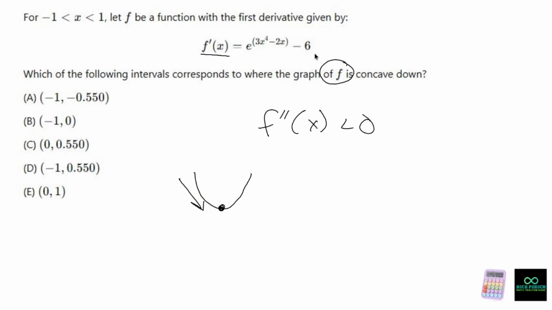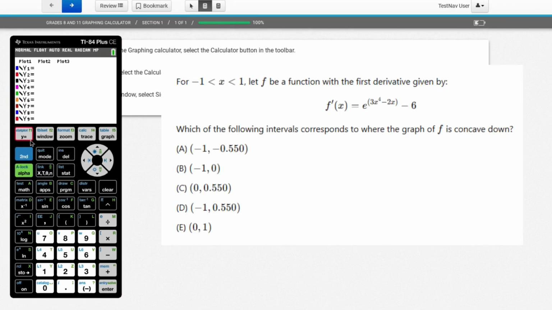So I'm going to run to my calculator, type that in, hopefully get a picture that looks something similar to this, and find my minimum. Once I find my minimum, I can find out where my graph is concave down. So let's do that. Let's graph the derivative. That was e to the stuff.